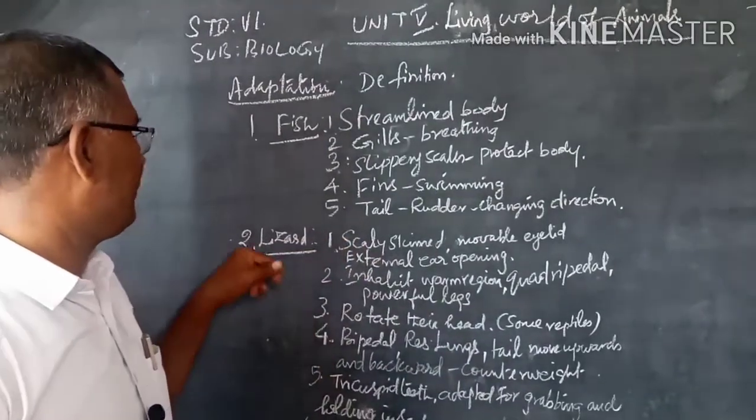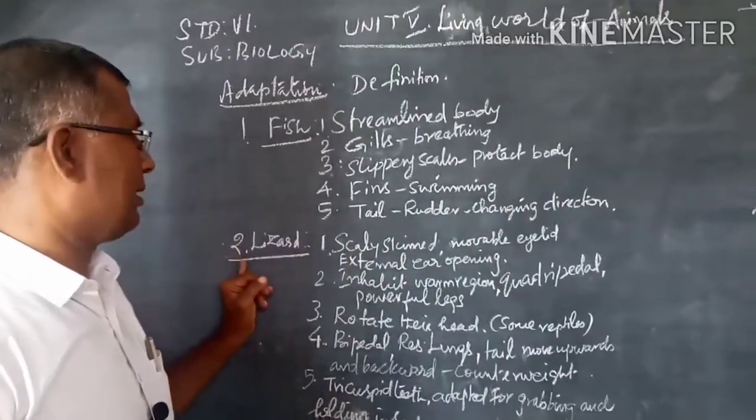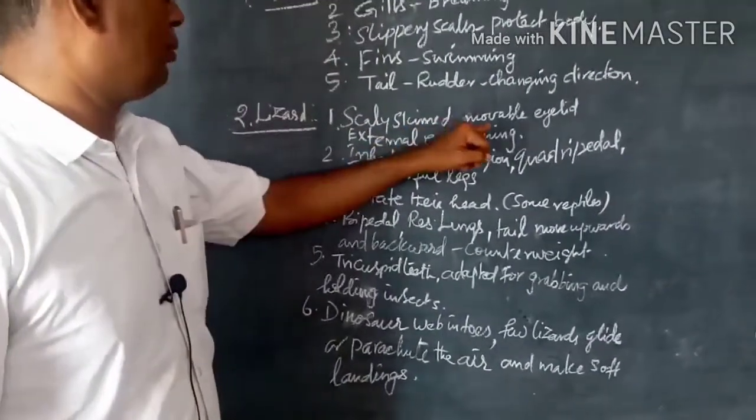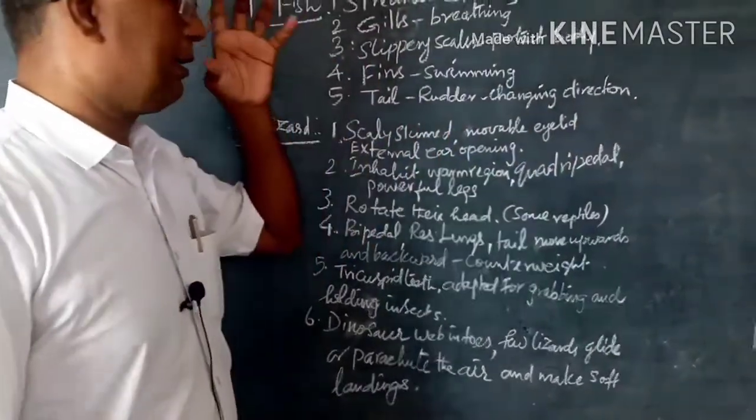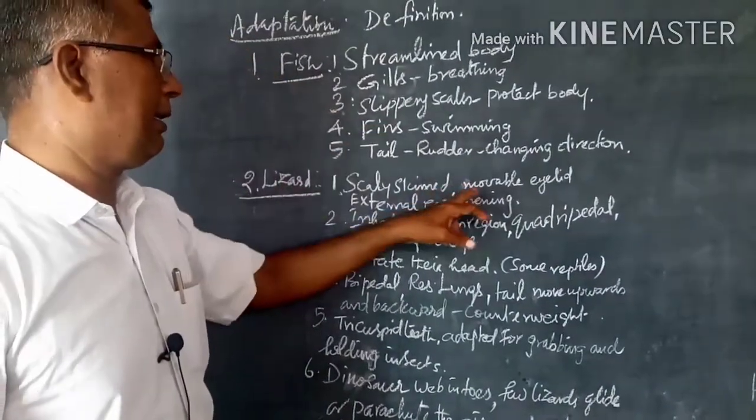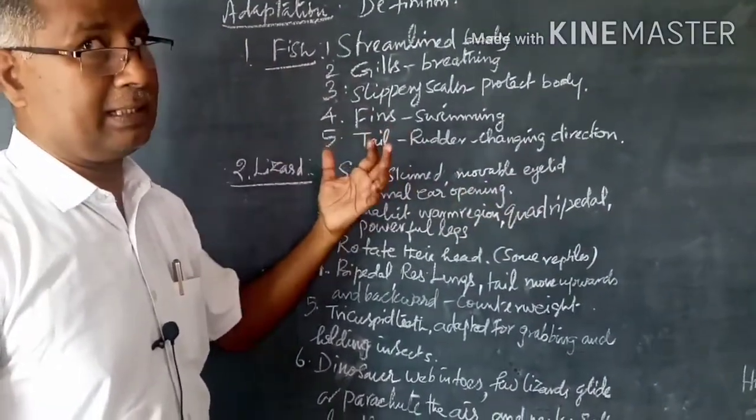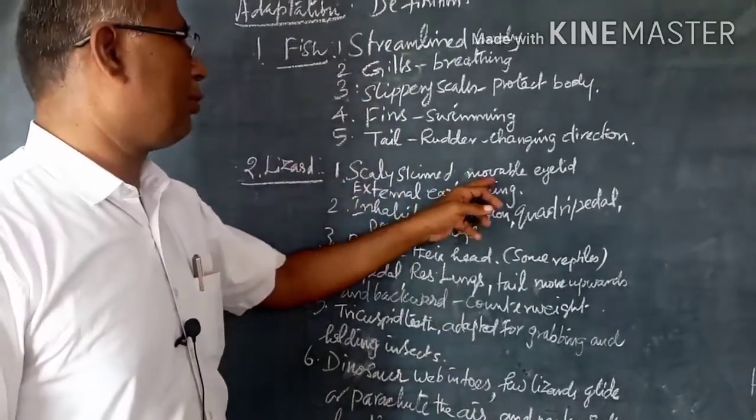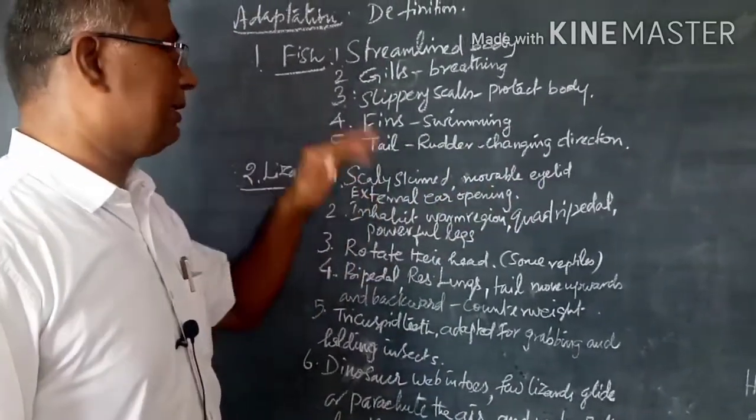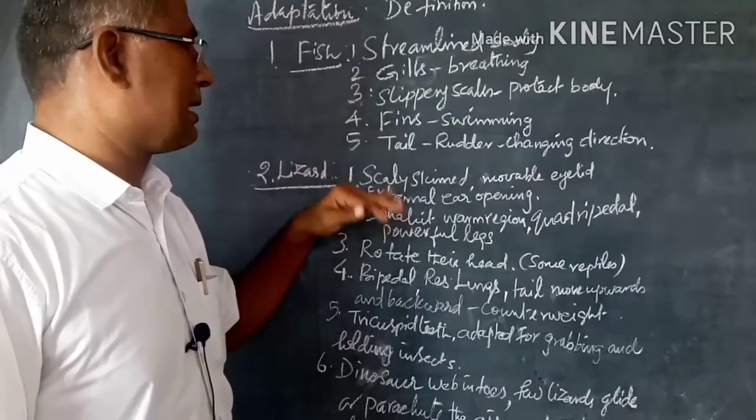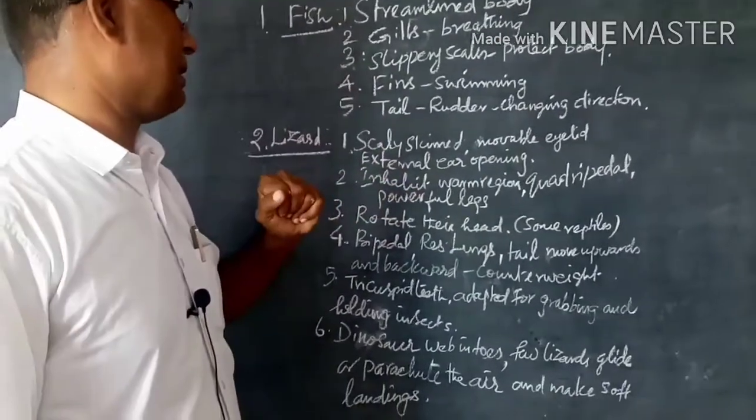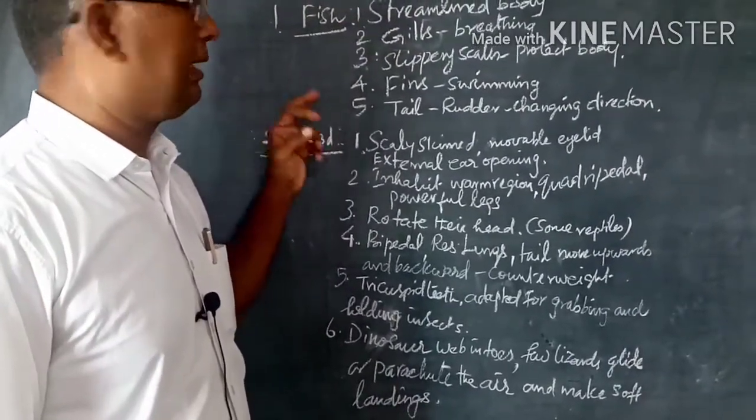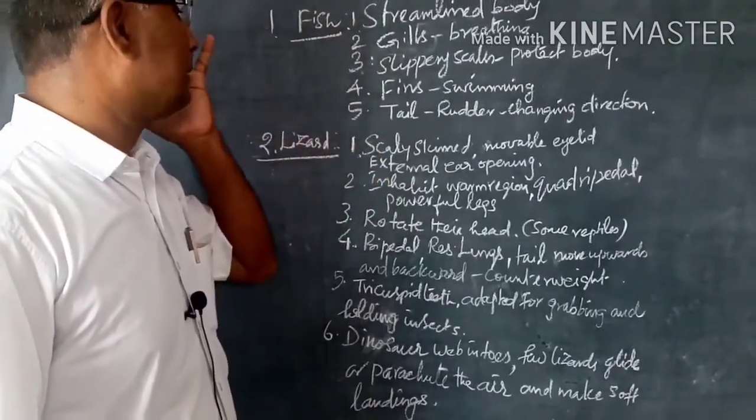Understand? Then the second one is the lizard. A lizard is scaly skinned, with a movable eyelid. The eyelid is easily movable, whereas in a snake it does not move. Compared to a snake, the lizard can move its eyelid. The body is covered with scaly skin, which is dry in nature, and it also has an external ear opening. External ear opening is present in the lizard.